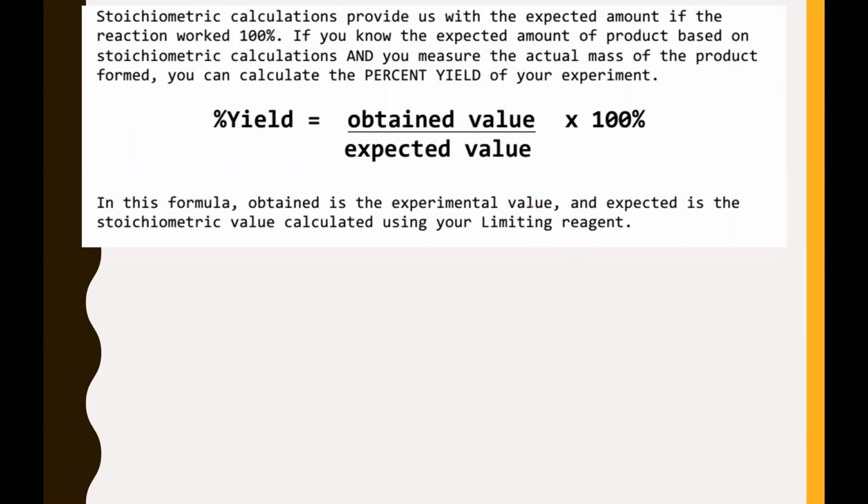Percentage yield is basically your obtained value, the actual mass that you've measured after you did a chemical experiment, divided by the expected value that you got from stoich. So in this formula, obtained is the experimental value, what you actually measured in your experiment, the real world thing, and expected is the stoichiometric value calculated using your limiting reagent. So using stoichiometry, if I said, how much mass will form, that will be your expected value. Your obtained value is what's actually measured in a lab.